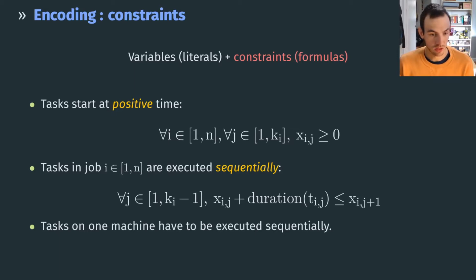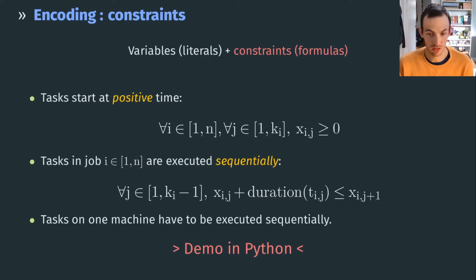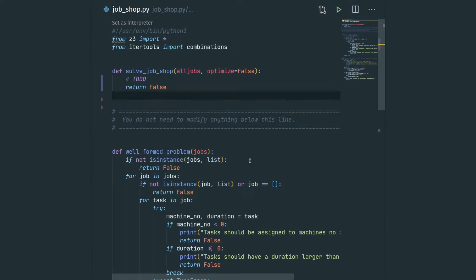And then the tasks on one machine have to be executed sequentially. So we're going to see how we encode this in Python. For this demo, you have a starter file with some code written in it. You can see that we're importing the same packages as last time. Then we have the solve job shop function in which you're going to write most of the code.